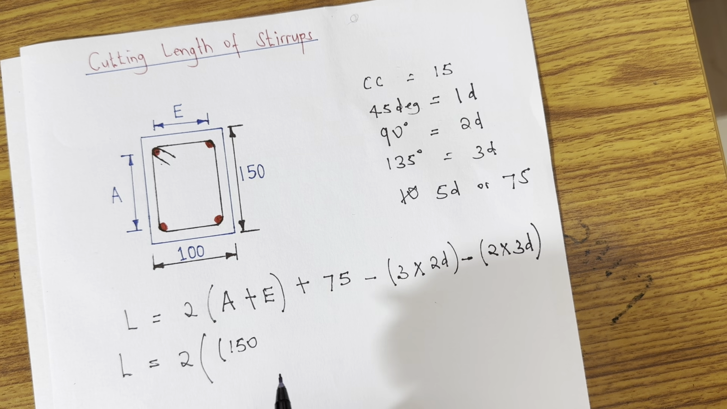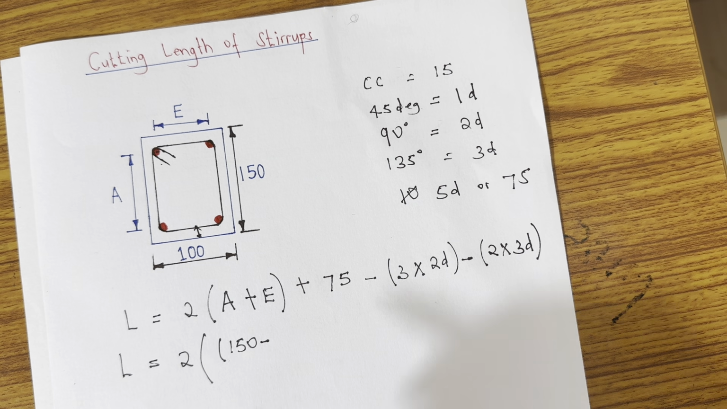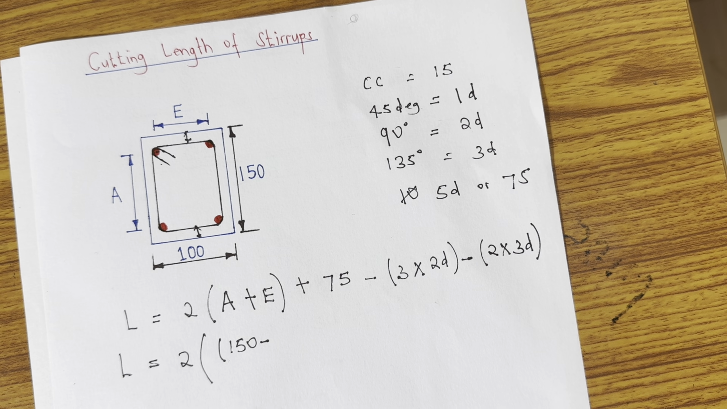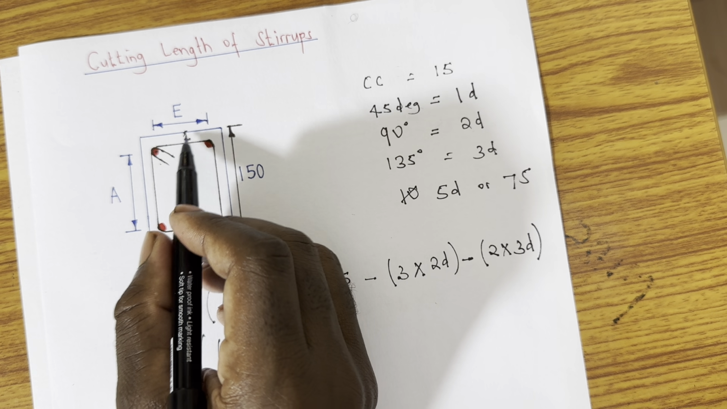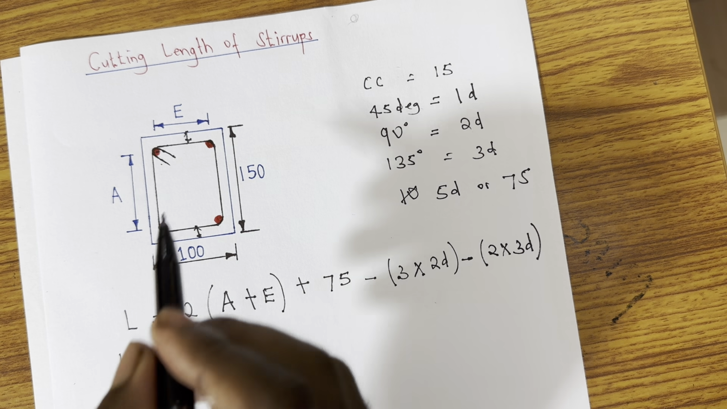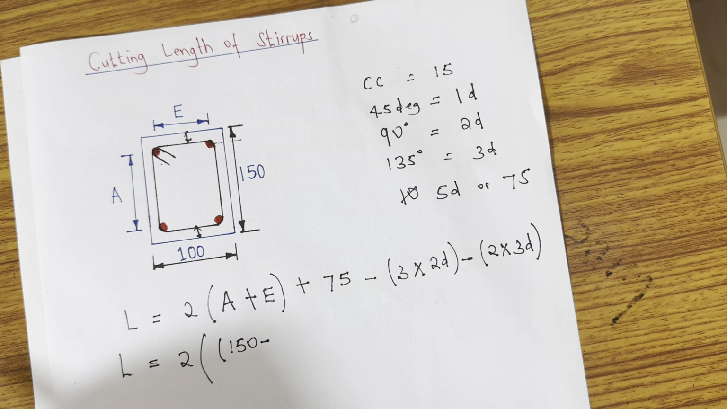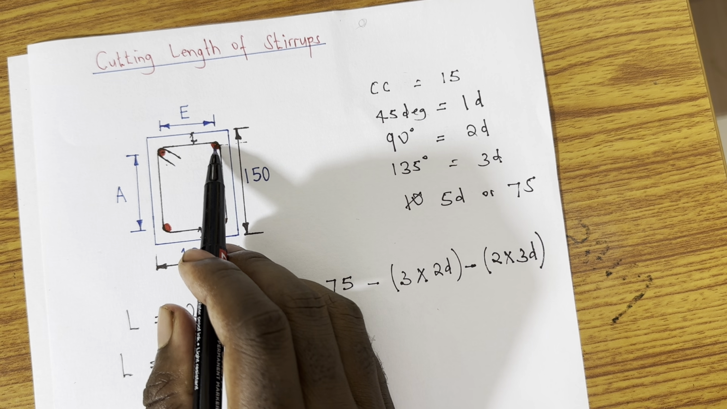150 minus... Now, I know that this part is a clear cover, which is 15. This part is also a clear cover, which is 15. So just to reach the bar from the outer side is 15. But I'm taking from the center of that main bar, meaning it will be half of the main bar. The diameter of the main bar is 8, so divide by 2, 4.